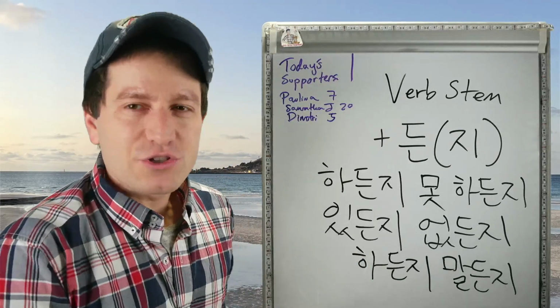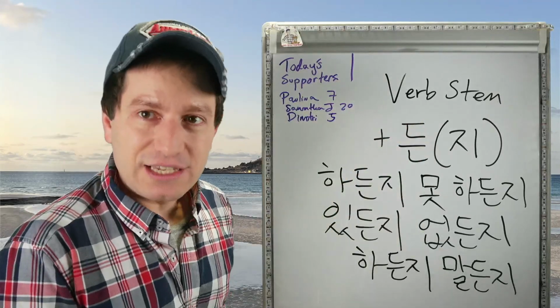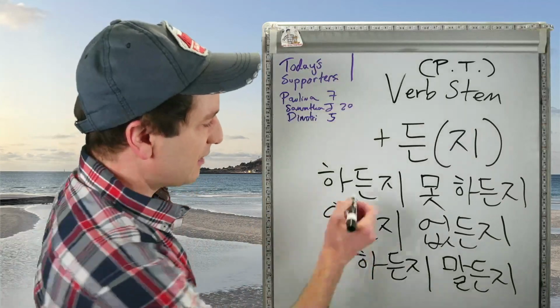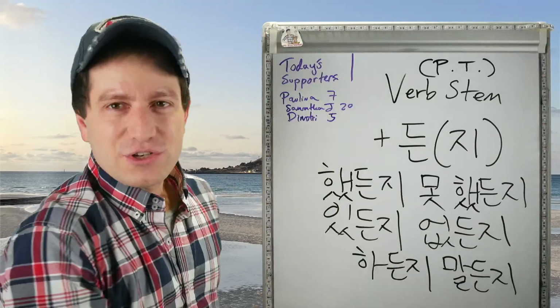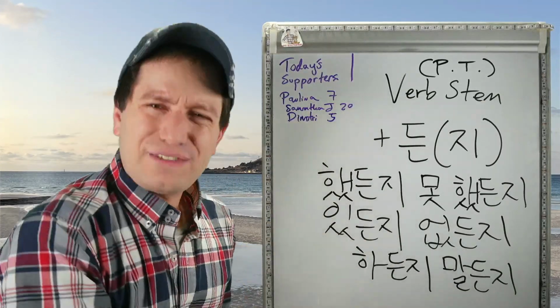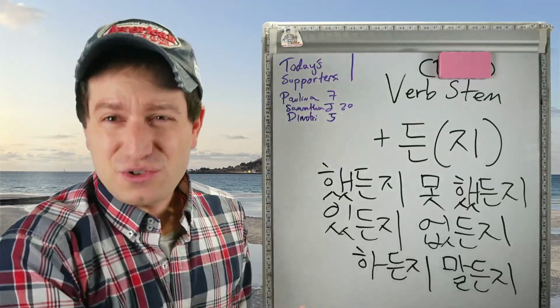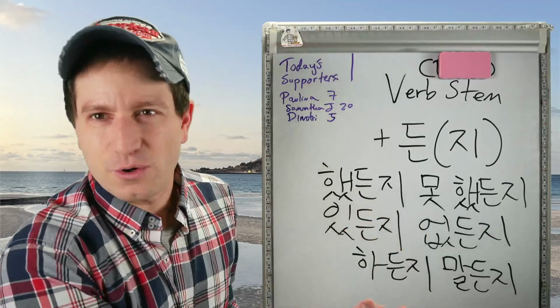There's one more thing you also need to know about this, and that is about the verb stem. Optionally, you could use a past tense verb stem. So you could say something like 했든지, 있었든지, 없었든지. So you could use it with a past tense, but only if you need to emphasize it. Most of the time you don't. But you cannot use a future tense verb stem. So you could not say 하겠든지 or anything like that.